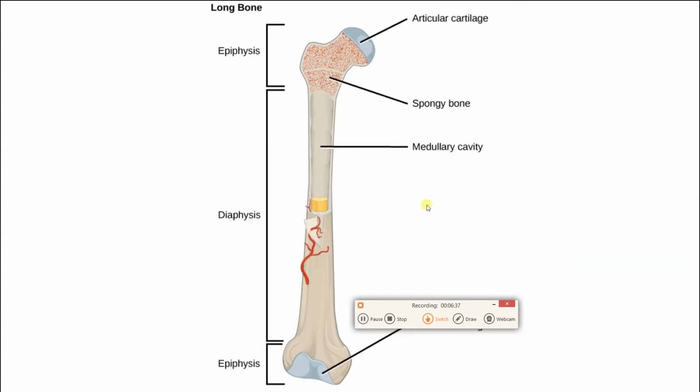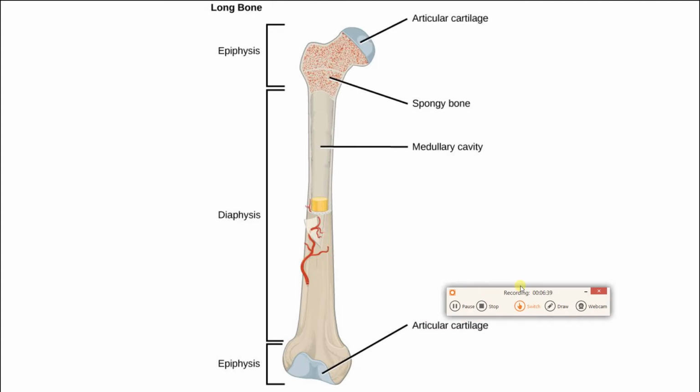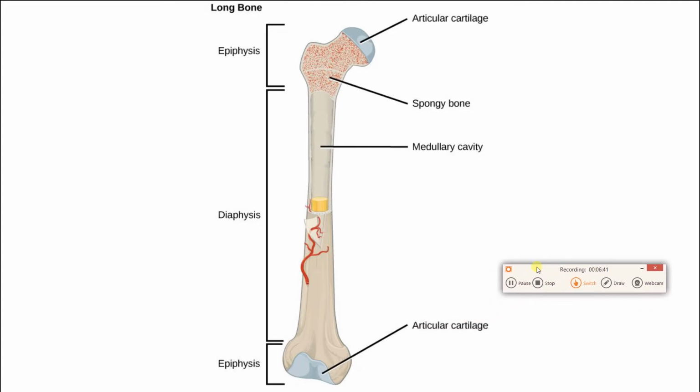All right, let's talk about a long bone. This is a basic looking long bone. This is a femur. It's going to have a cavity for marrow. You can see another name for that cavity here. It is called the medullary cavity. It is definitely longer than it is wide, very much so.